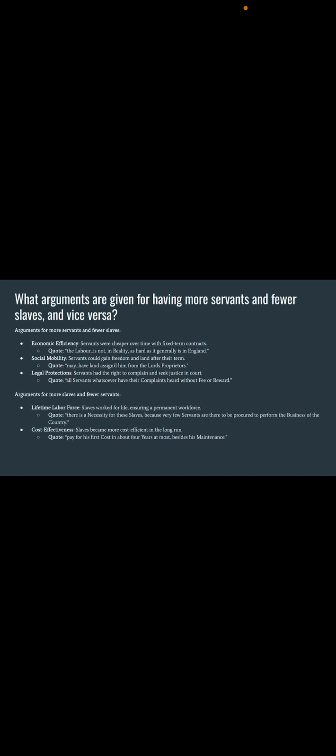While slaves were initially expensive to acquire, they were ultimately a better investment over time, as they did not require new contracts and their labor would continue for life. As the Carolina planter states, with good management, a slave could pay for his first costs in about 4 years at most, besides his maintenance, providing long-term economic benefit for the slave owner. So slaves are viewed as more dependable and controllable in the long run as well, since their status was unchangeable.